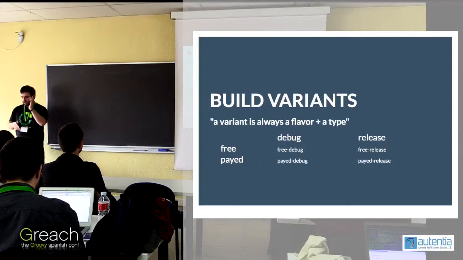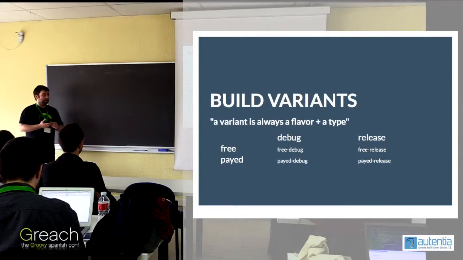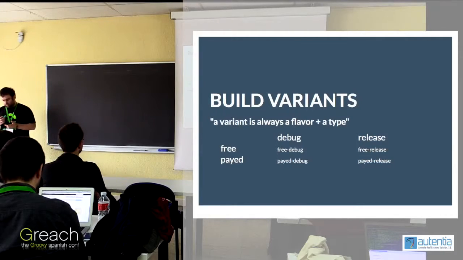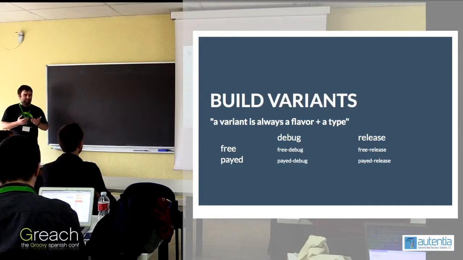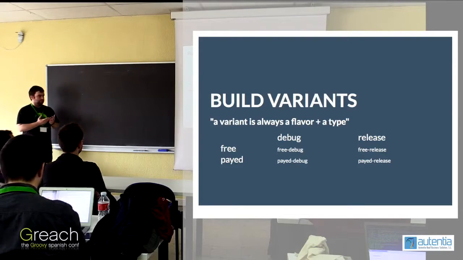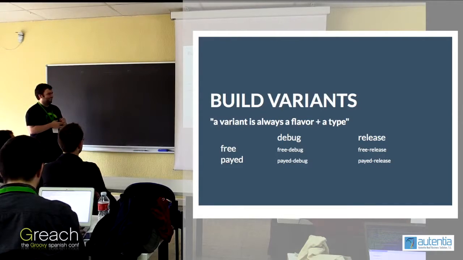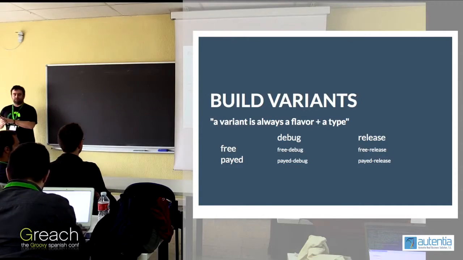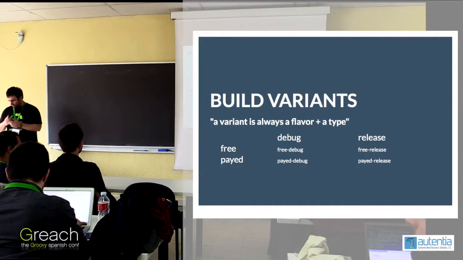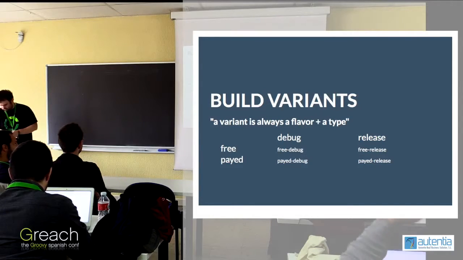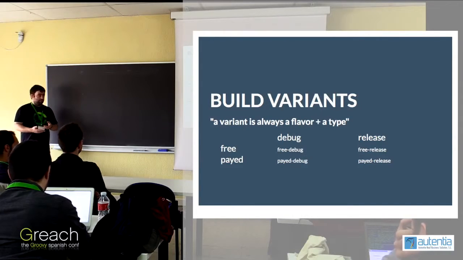And out of that combination of build variants and build types, in this case with my free and paid example, you end up with 4 different build variants. A free debug one, a free release, a paid debug, and a paid release, right? That's what we call a variant.